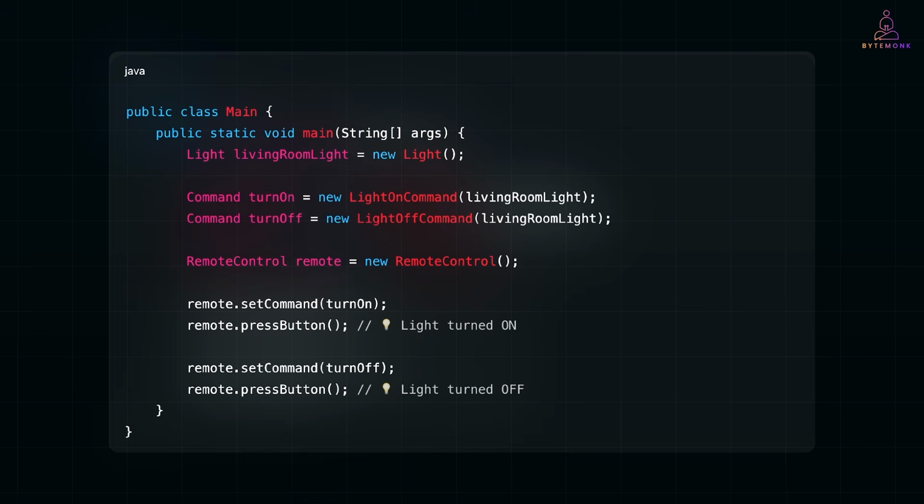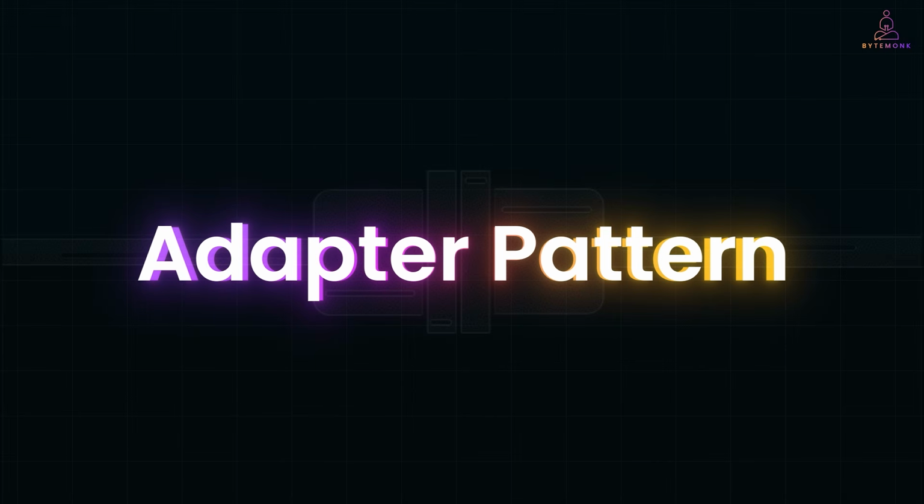Now let's shift gears. What if you need to integrate with an existing system, but the interface doesn't match what your code expects? You can't rewrite the third-party library, and you don't want to refactor your entire app either. That's exactly where the adapter pattern comes in. It acts like a translator between incompatible interfaces.